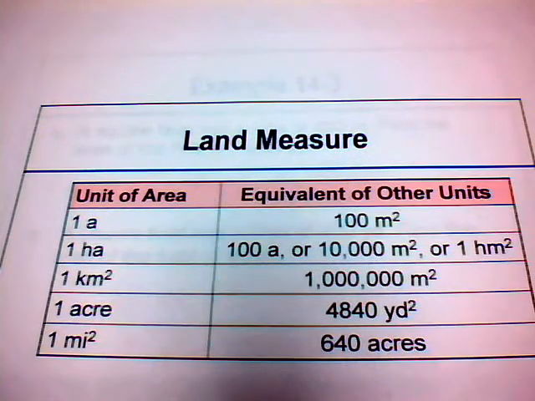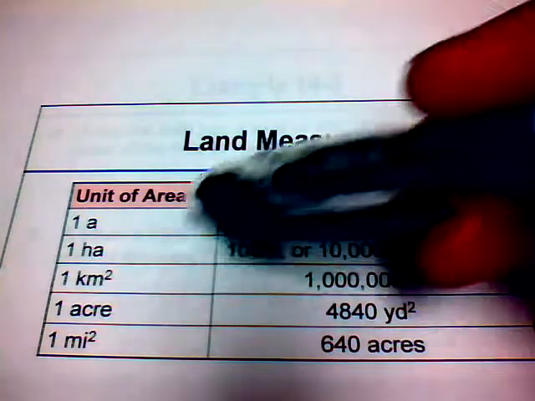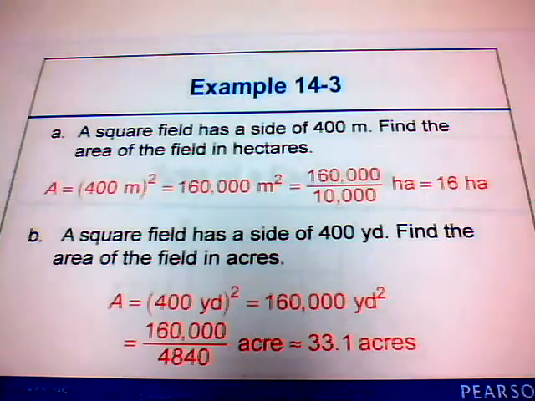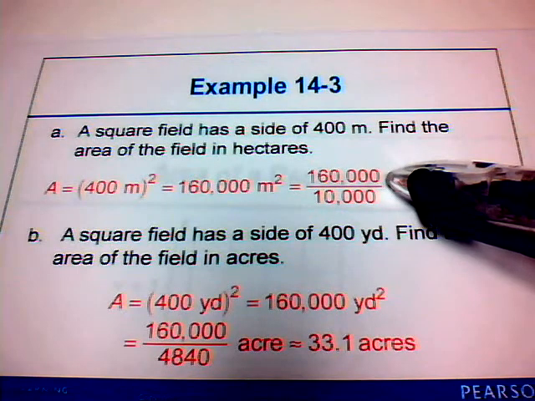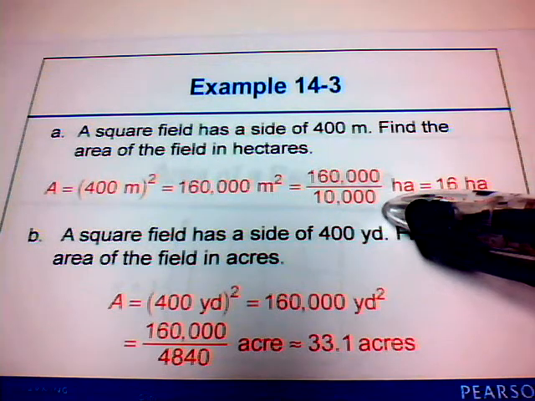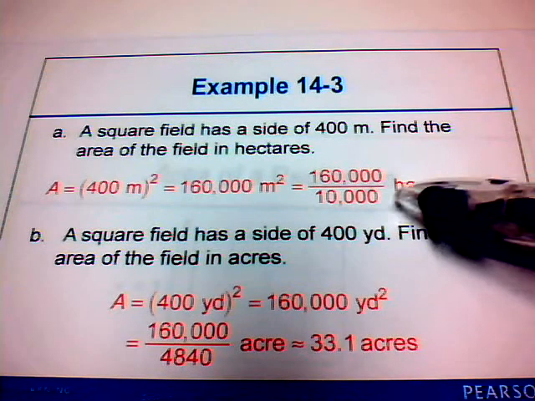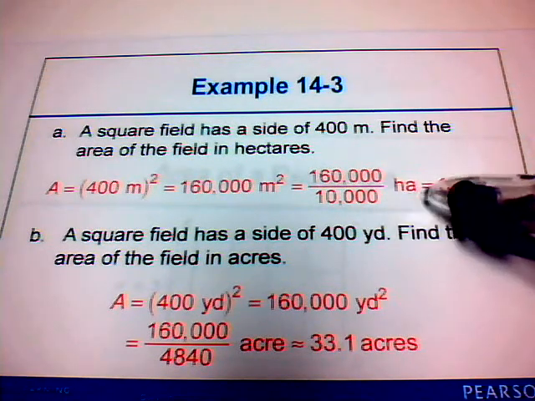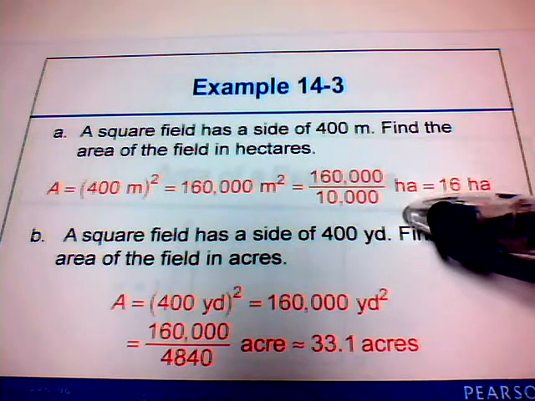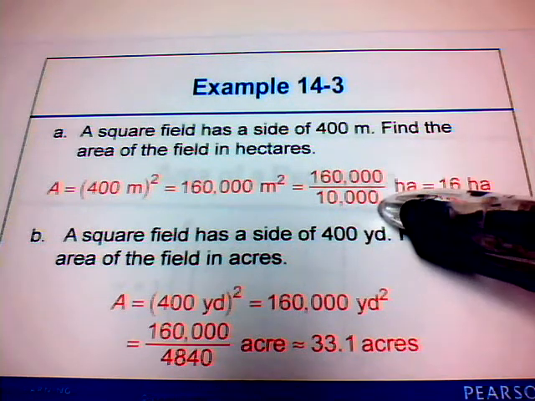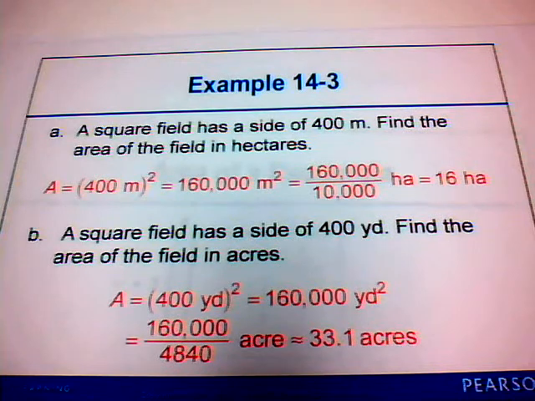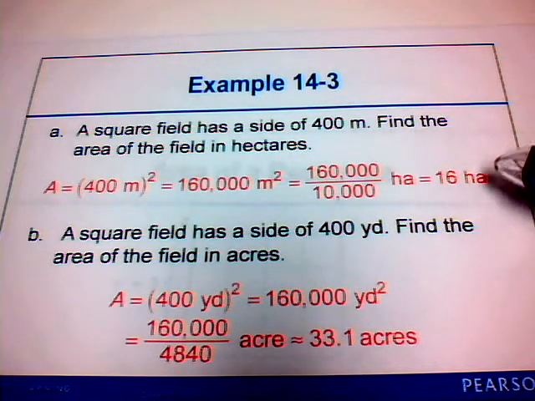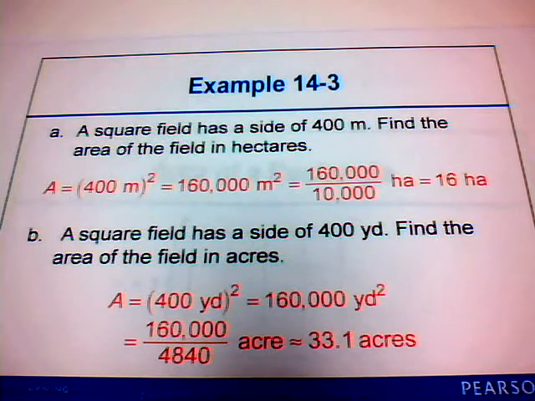Okay, back to this slide here. We know that 10,000 square meters is equivalent to 1 hectare. So in this case here, we're going to take that 160,000 square meters and divide that by 10,000 square meters to come up with our units in hectares, or the measurement in hectares. So 160,000 divided by 10,000 will be 16 hectares. So the square field has an area of 16 hectares.